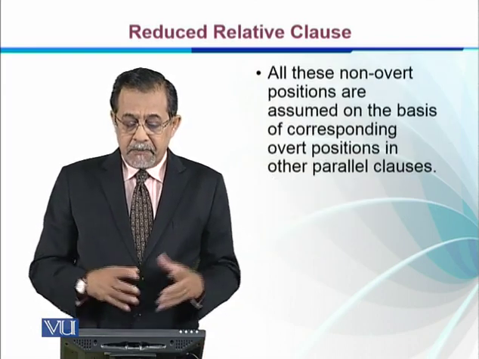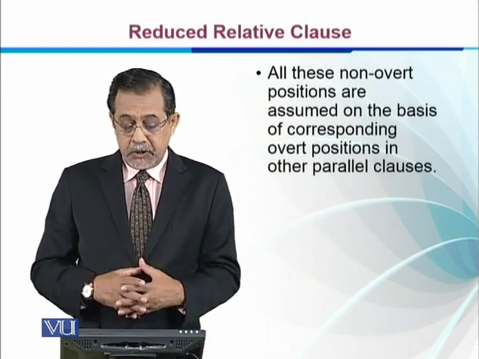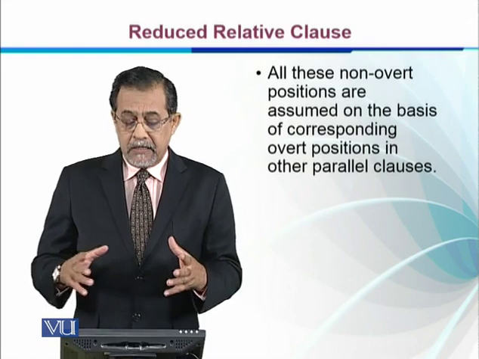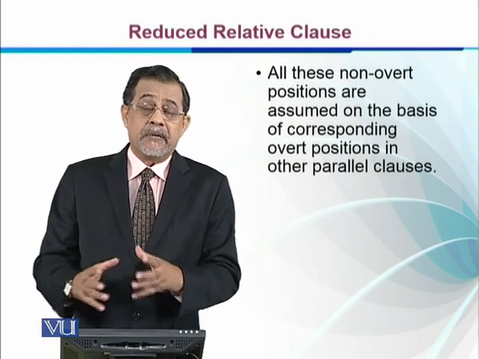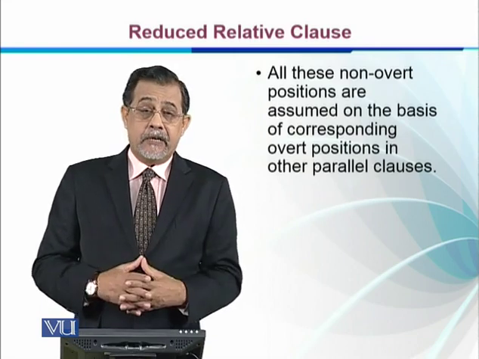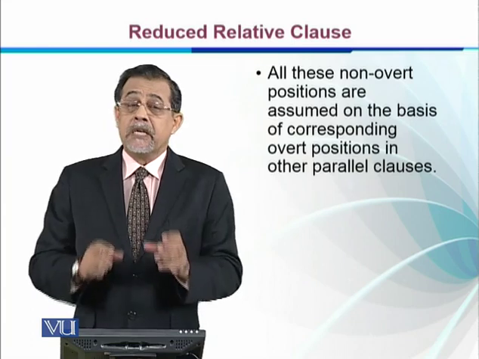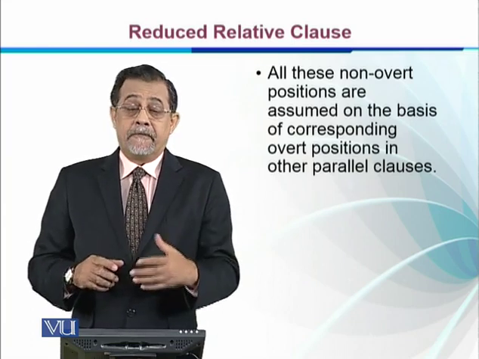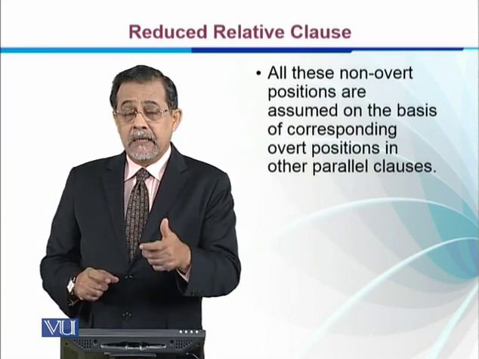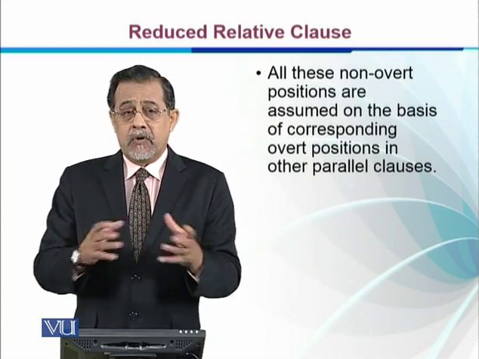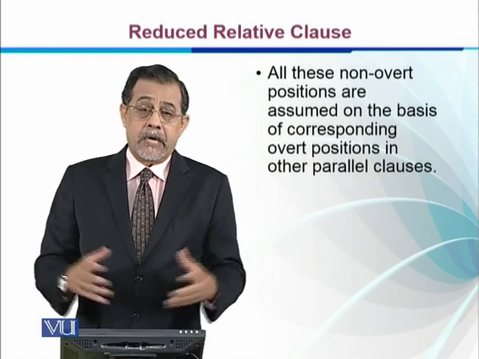All these non-overt positions are assumed on the basis of the corresponding overt position in other parallel clauses. So we know that since it's a part of a relative clause, and the relative clause was a finite clause, and in a finite clause there was a subject, even if we have a reduced relative clause, we do believe that there is either an overt or a non-overt subject of reference, or a noun phrase.